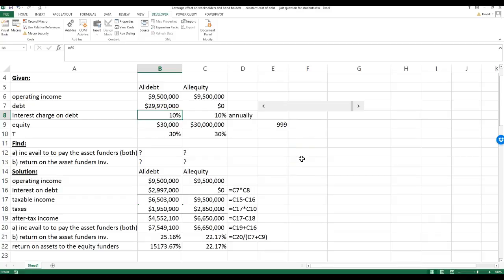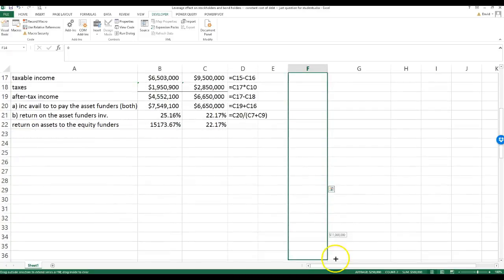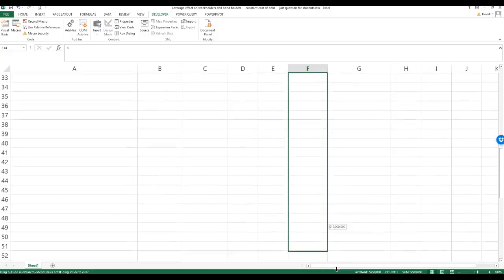Another thing we could do is create a data table and make a graph. So I'm going to go here, I'm going to go debt, and I'm going to say $0, and let's just do it by $500,000 increments. So $500,000, 500,000. And what I'll do is I'll highlight these two, and I'll drag it down until it says 30 million. You can see there, right beside where you're scrolling, go to where it says 30 million.